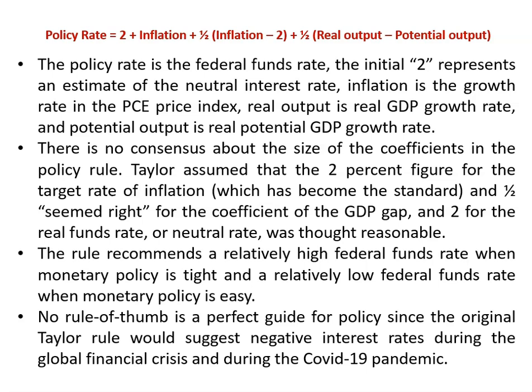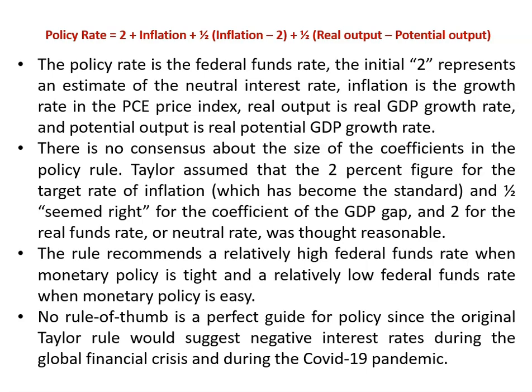There is no consensus about the size of the coefficients in the policy rule. Taylor assumed that the 2% figure for the target rate of inflation, which has become the standard, and half seemed right for the coefficient of the GDP gap, and 2% for the real funds rate, or neutral rate, was thought reasonable by Taylor. The rule recommends a relatively high federal funds rate when monetary policy is tight, and a relatively low federal funds rate when monetary policy is easy.